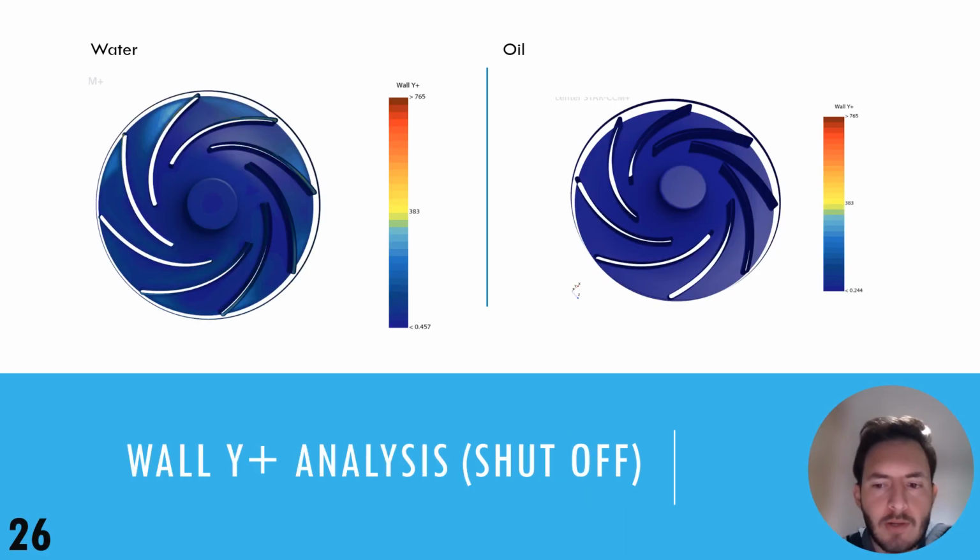Here we can see the Y plus values for the impeller in the simulations of water and oil. We can see that in most of the impeller, the Y plus value is less than 5. However, there were some complications, and in the corners of the blades, a Y plus value of very large scale was generated.